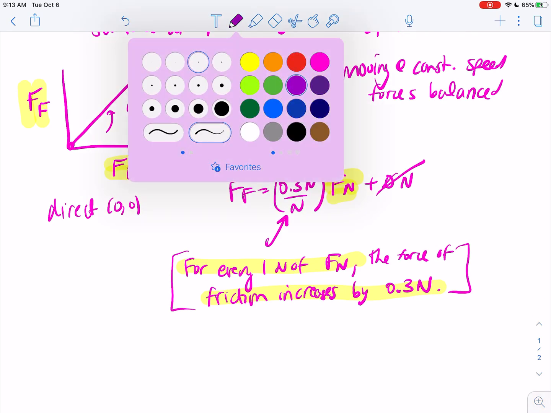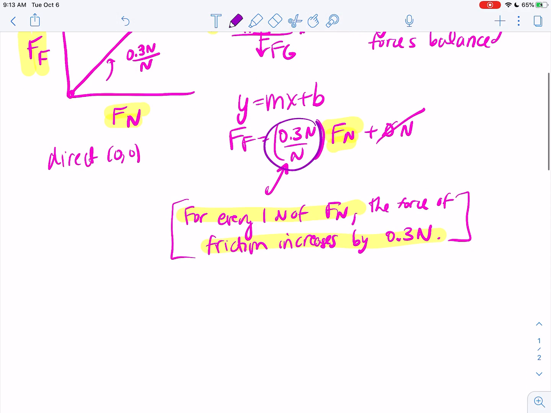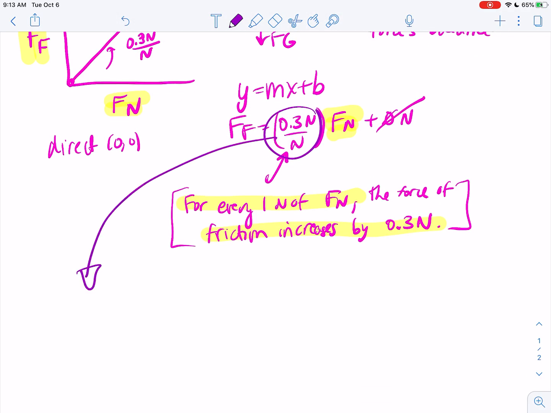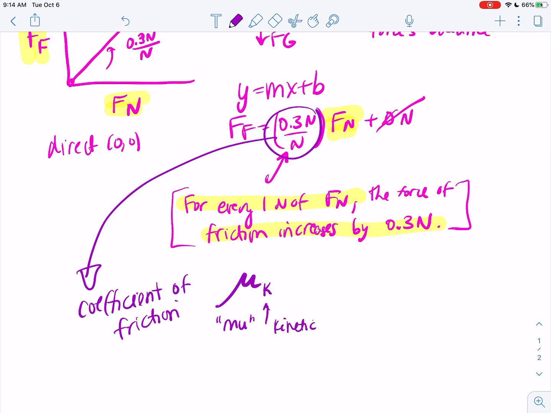This slope that we're talking about is what we call the coefficient of friction, and its symbol is mu. It's a Greek lowercase mu, looks kind of like that. In this case, it was mu kinetic, because this one was actually moving. Kinetic means moving, so anything that's moving will have this mu k value. That's the one that you would choose.